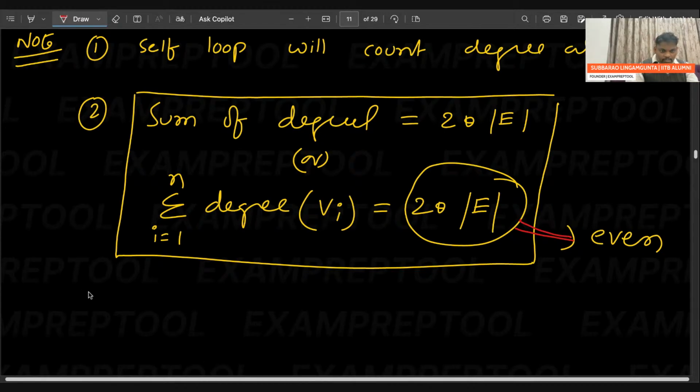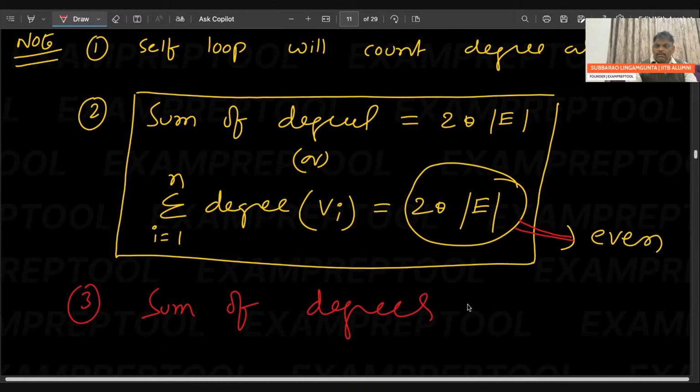I am writing that also. Sum of degrees is always even. Please take care of this also. Sum of degrees is always even.